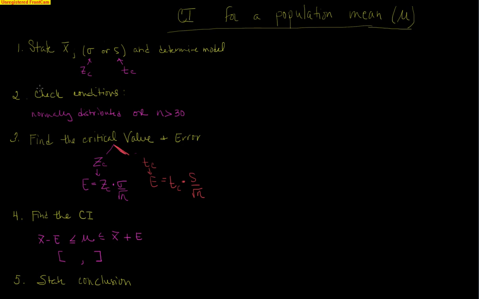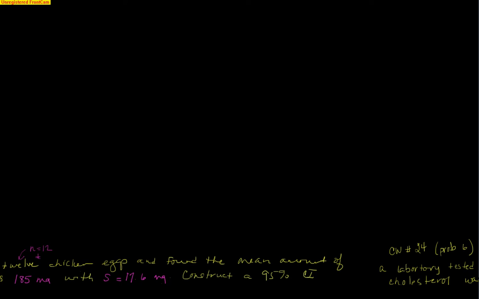Second step says to check the conditions. I'm not going to spend a lot of time on this. Basically, if your population data is normally distributed, you just go ahead and move forward. If not, we need to have a larger sample size. We talked about that central limit theorem. Same thing just applies.